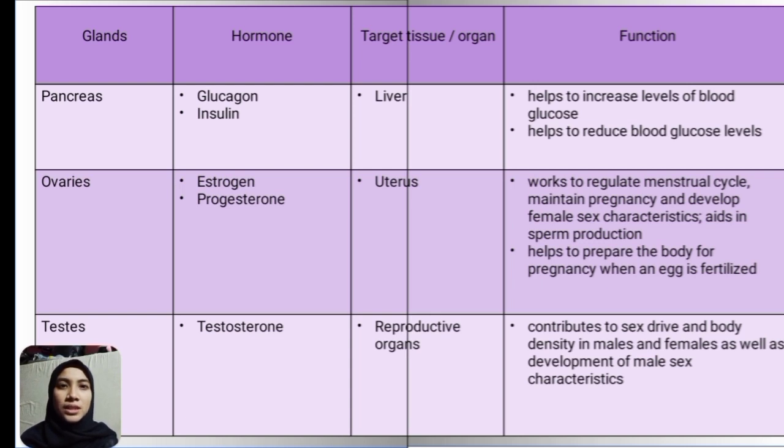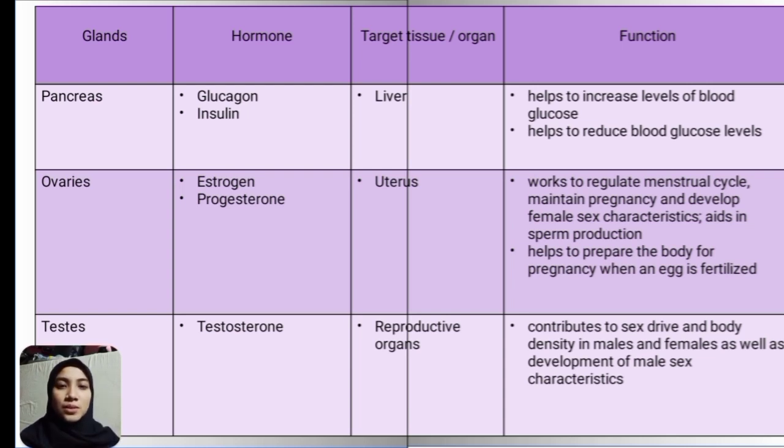Ovaries. It releases estrogen and progesterone. The target tissue is uterus. Ovaries works to regulate menstrual cycle, maintain pregnancy, and develop female sex characteristics, also aids in sperm productions. Ovaries also helps to prepare the body for pregnancy when an egg is fertilized.